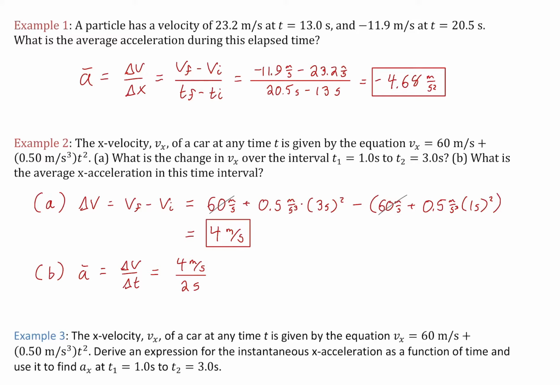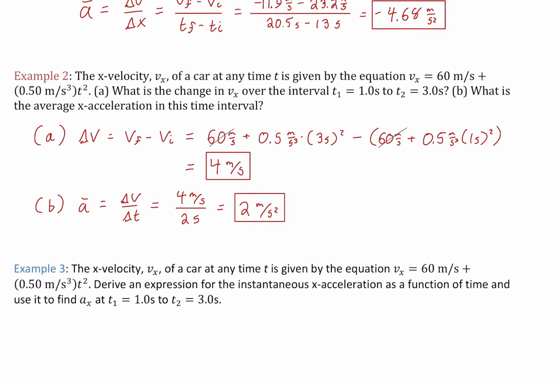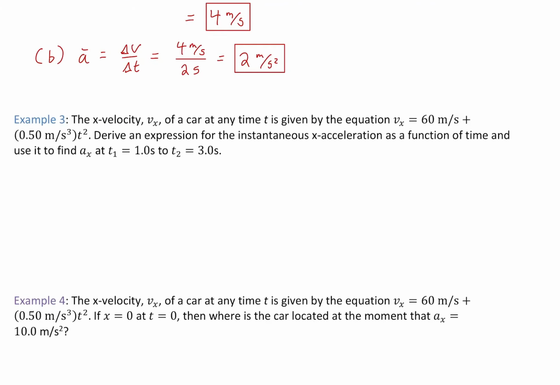And then we're asked, what is the average acceleration? Well, since we already have the delta v, which we solved for separately, we just divide by the delta t, which is just 2, of course, in this problem. And so we find that the average acceleration is 2 meters per second squared. Okay, so straightforward. We won't spend any more time on that. Let's look at another example.